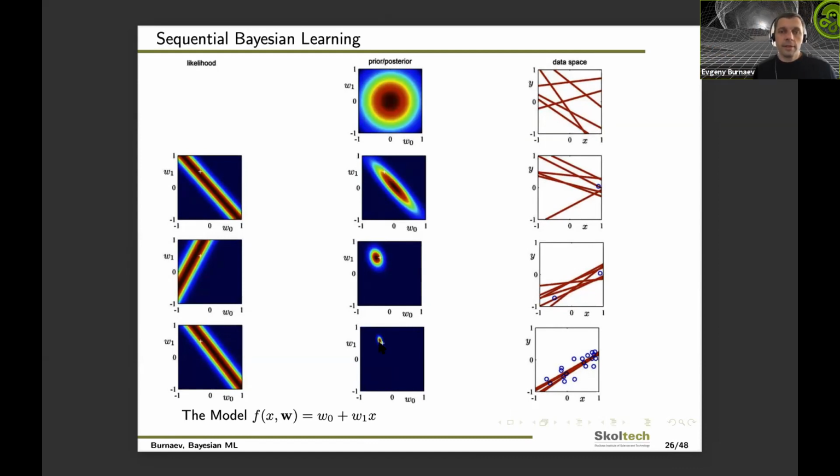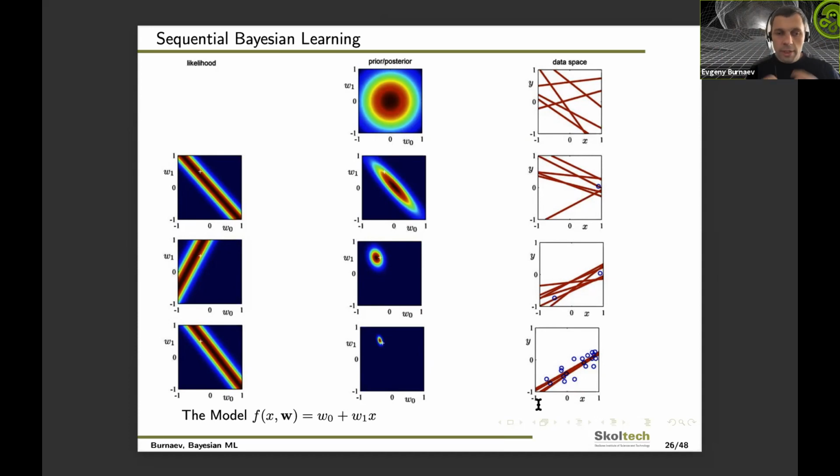my posterior is concentrated more and more around some specific value of parameters W. If I generate values of parameters W from this concentrated posterior, I will get almost the same values of W, so that the corresponding linear models will behave very similarly. That's it. So you see how the Bayesian approach works.